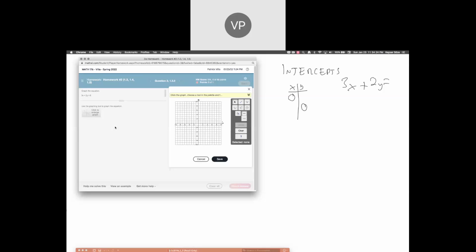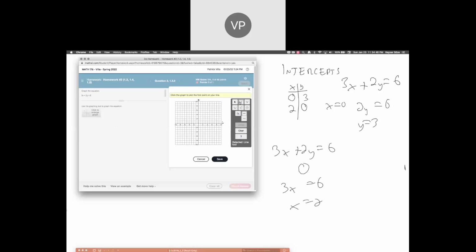So here's my original equation. If I plug in a 0 for x, I get 2y equals 6, because the first term cancels off. I get y equals 3. In the same equation, if I plug in a 0 for y, I get 3x equals 6, so I get x equals 2. Now we have 2 points.